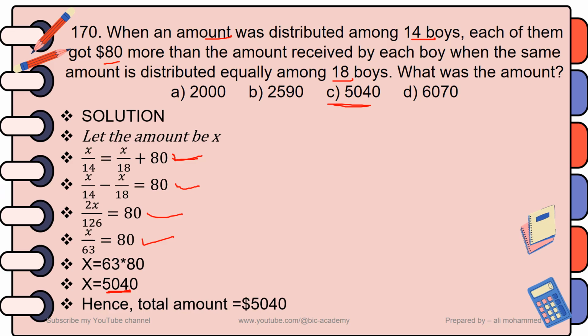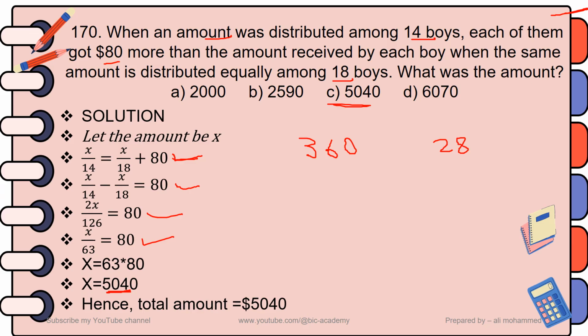Now check it if you want. That means divide 5,040 by 14. Divide it, and you get 360. Again, divide 5,040 by 18, and you get 280.